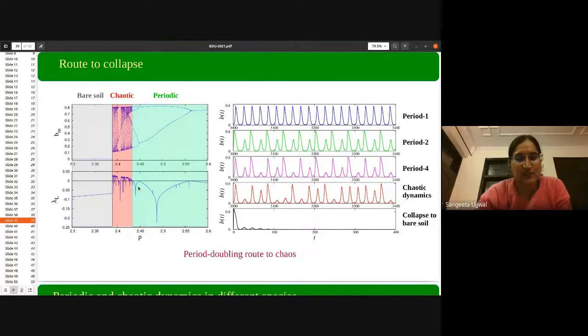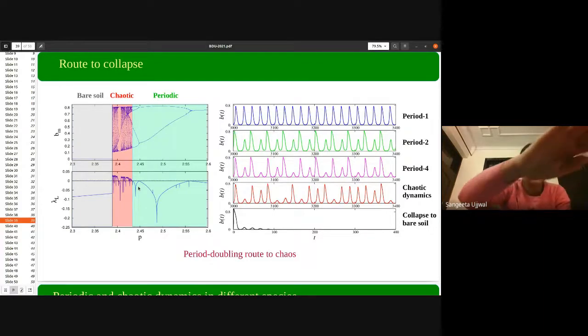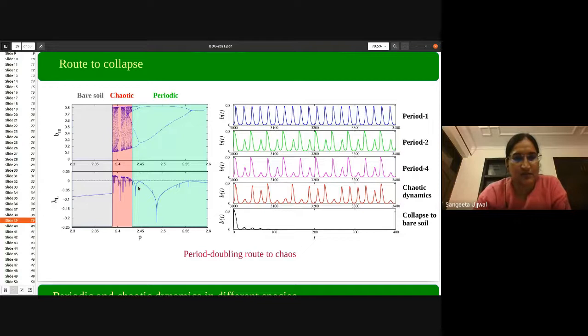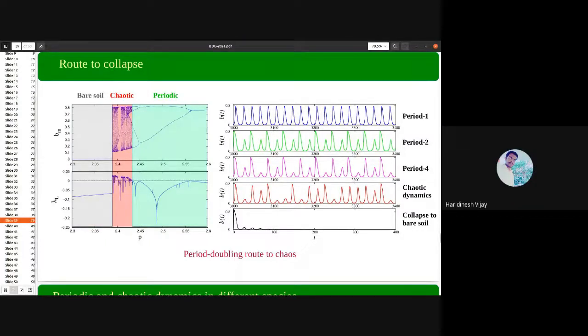Whenever there is a change in period, when there is subsequent period doubling, I think this is the same thing you observe in the logistic map also. One of the Lyapunov exponents will be zero, and whenever there is a period doubling, the largest one will approach zero. It will not go to zero. It will approach zero, and then it will become more negative. Okay, thank you, ma'am.